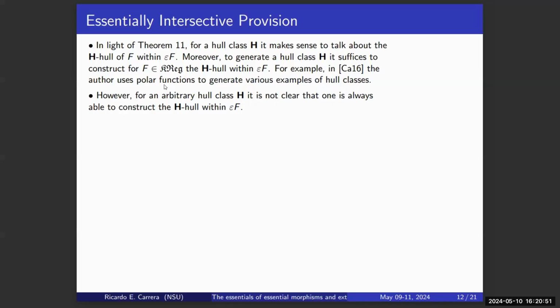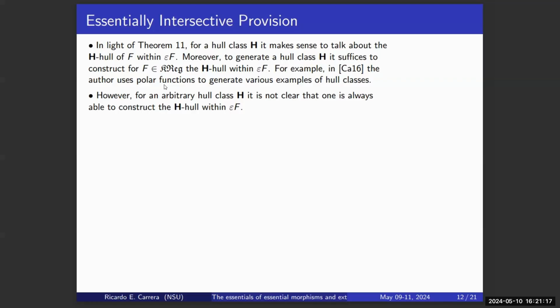Now, here's the thing though. If you just look at the definition that was given for a Hall class, it was a categorical one, right? And so it's not clear that if someone just happens to have a Hall class, you can always construct or get a concrete description of the Hall within E F.